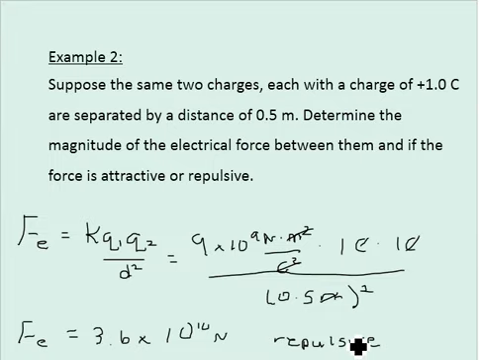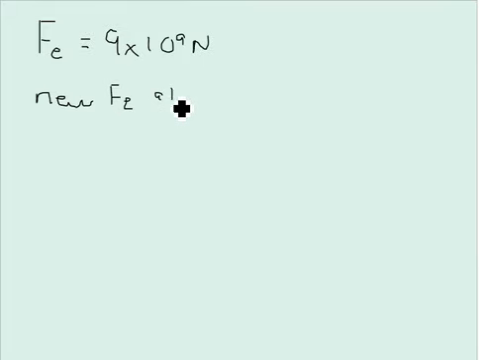But maybe we could have avoided doing all this work if we just realized that the only thing that changed was the distance between the two. So let's look at that kind of comparison way. If we knew that our original force between the two was 9 times 10 to the 9th newtons, and we wanted to know what the new force was at half the distance, right?